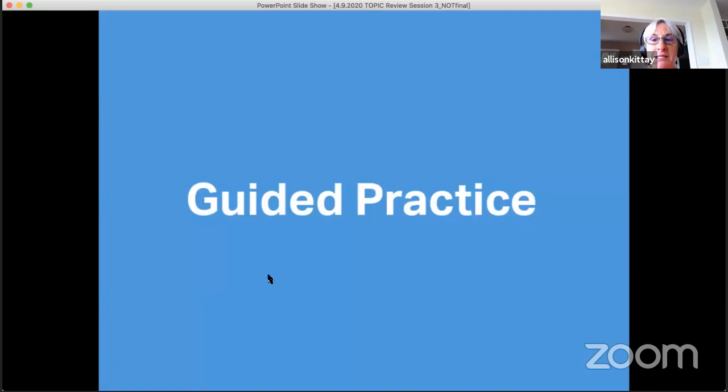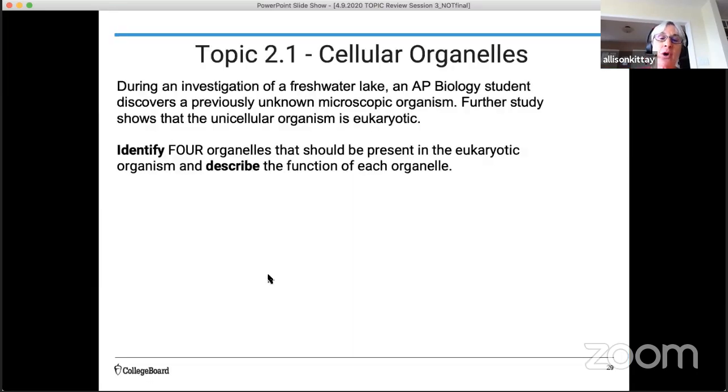So let's get some practice with these ideas. These are all going to be some former free response questions. This first one is from an exam that was given before 2012, and so it's an older question. So the scoring guidelines are a little bit different than the types of exam questions you'll see on your exam. But this question reads, during an investigation of a freshwater lake, an AP biology student discovers a previously unknown microscopic organism.